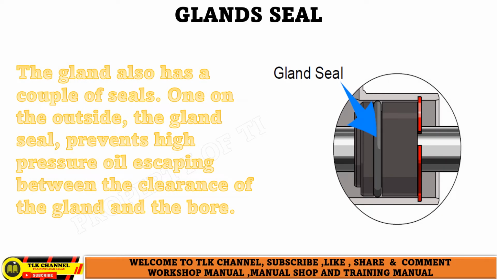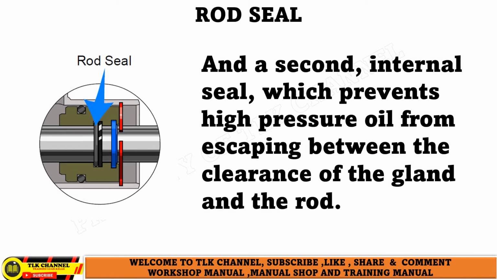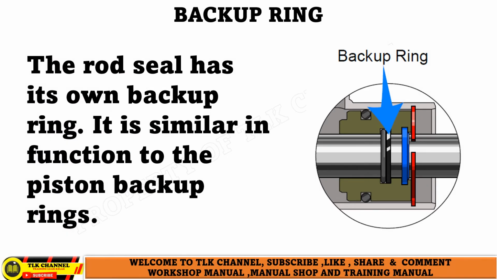Gland seal. The gland also has a couple of seals. One on the outside, the gland seal, prevents high-pressure oil escaping between the clearance of the gland and the bore. Rod seal. And a second, internal seal, which prevents high-pressure oil from escaping between the clearance of the gland and the rod. Backup ring. The rod seal has its own backup ring.